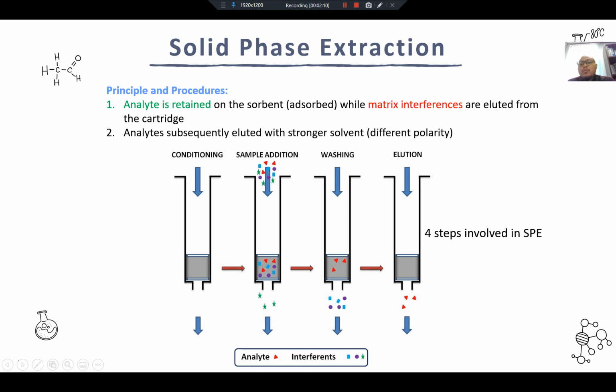So if you look over here, the solvent used for washing will be different from the solvent of elution, because the solvent we use during the washing process has the purpose only of removing the interference. After we have removed the interference, it comes to the final process, which is elution. So these are the 4 steps involved in solid phase extraction. It depends on the interaction. In this case, we give the example of polarity. It can be ion exchange as well, right?